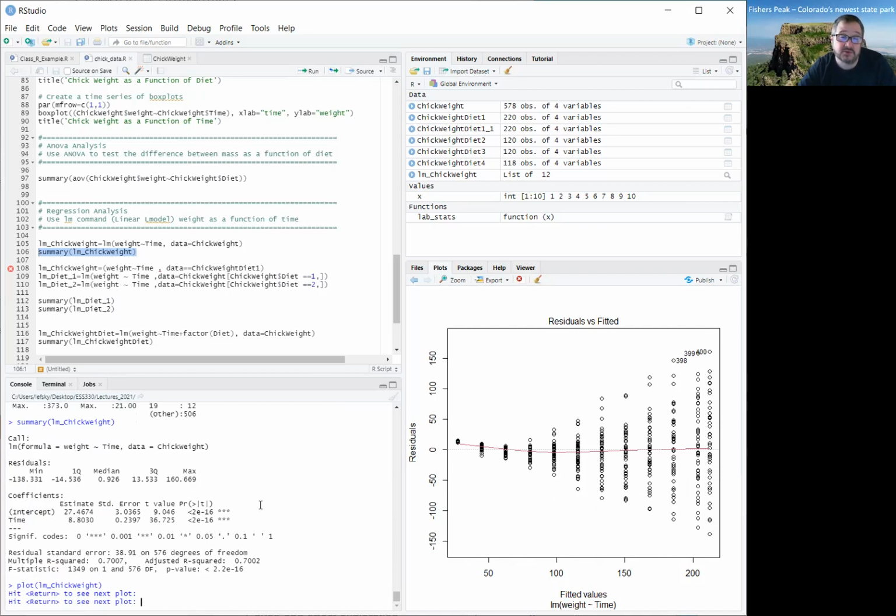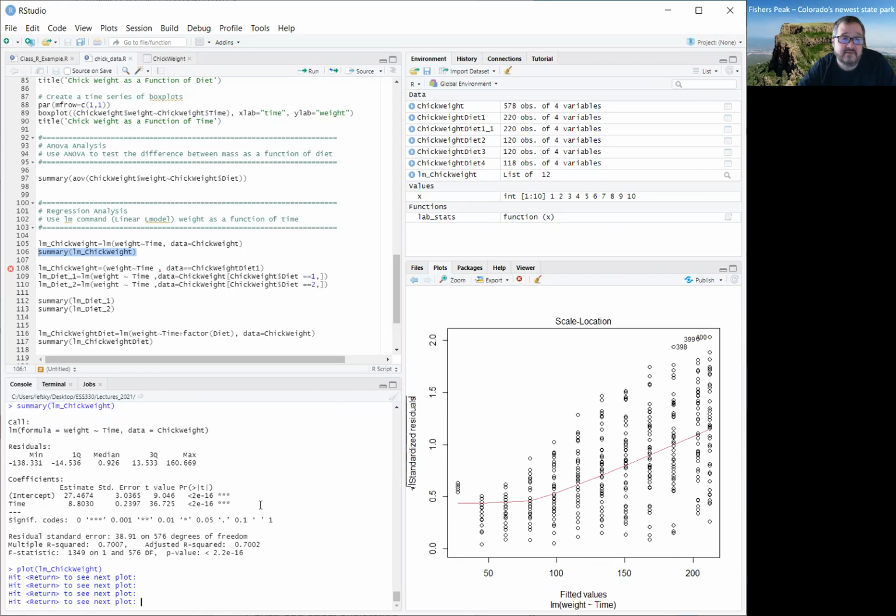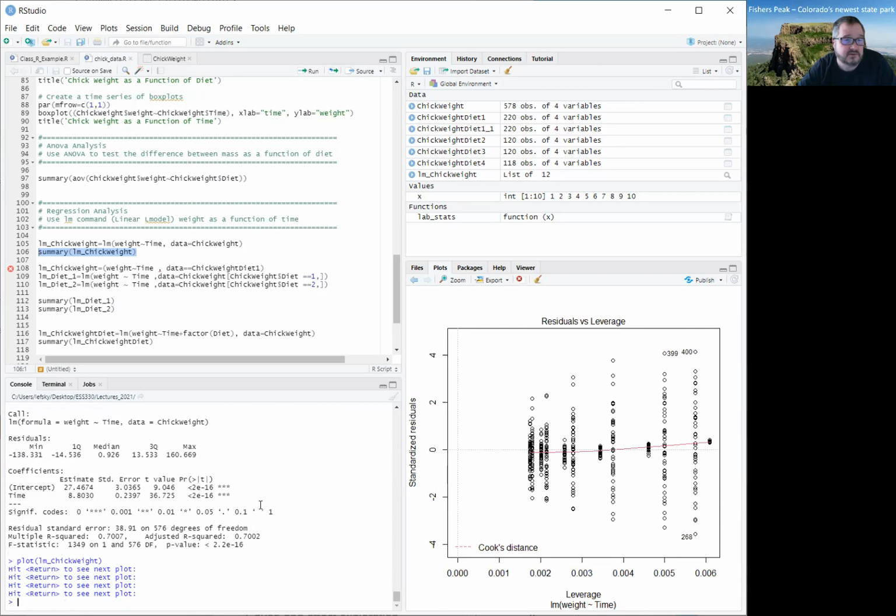Now it's giving us residuals versus fitted values. Now it's giving us a QQ plot, which plots the quantiles of the residuals to let you know if they're normally distributed. If they fall on that line, then they're normally distributed. Otherwise, as you can see, they're not normally distributed. And some fitted values versus standardized residuals. And finally, the leverage. I'm not going to get into what the leverage is.